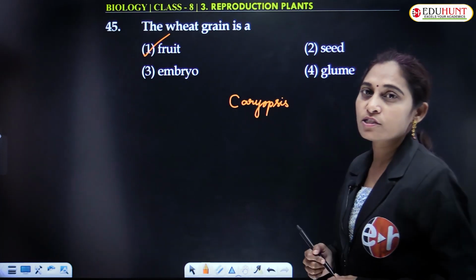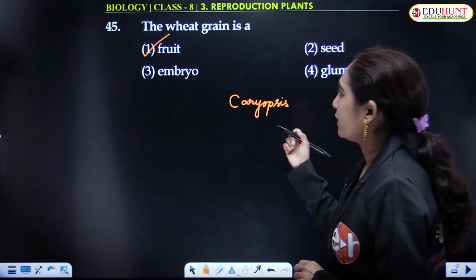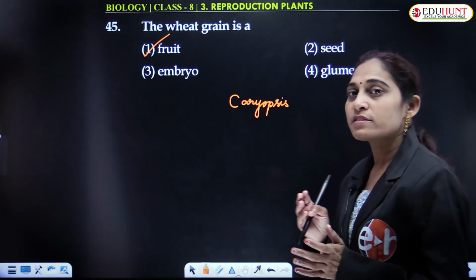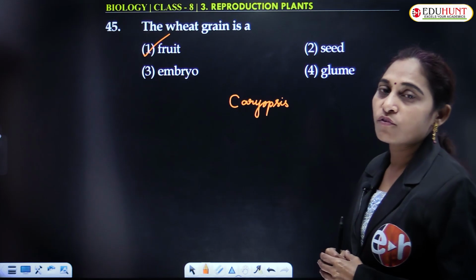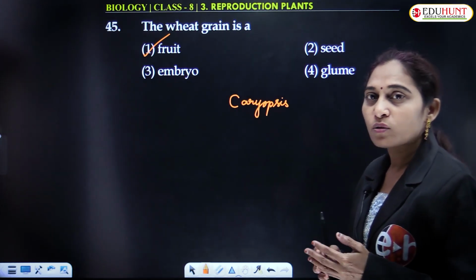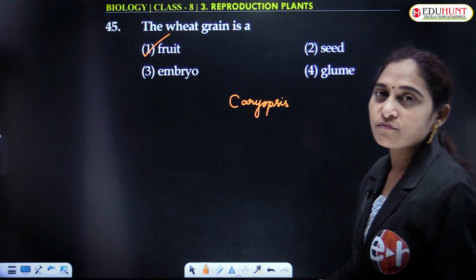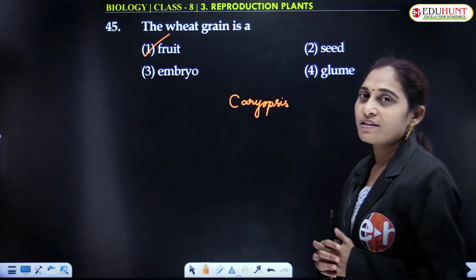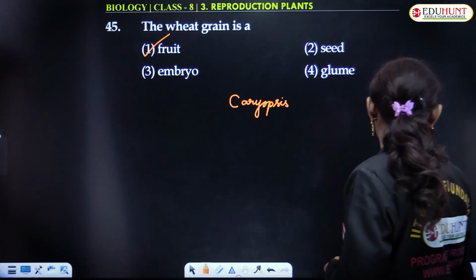In the later stages, you will get to know about different types of fruits. It is a fruit and seed, both are the same. Even for rice, the fruit is called Caryopsis. How can we differentiate both? The pericarp, the outer covering of the fruit, is very dry, and inside there is a seed.